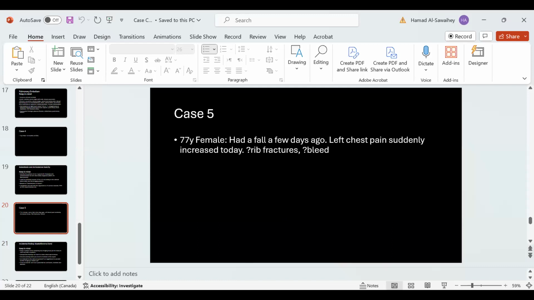So we need to go now to our last case. This is a 77-year-old female, had a fall a few days ago, and now has left chest pain that suddenly increased today. They're suspecting rib fracture or bleeding.